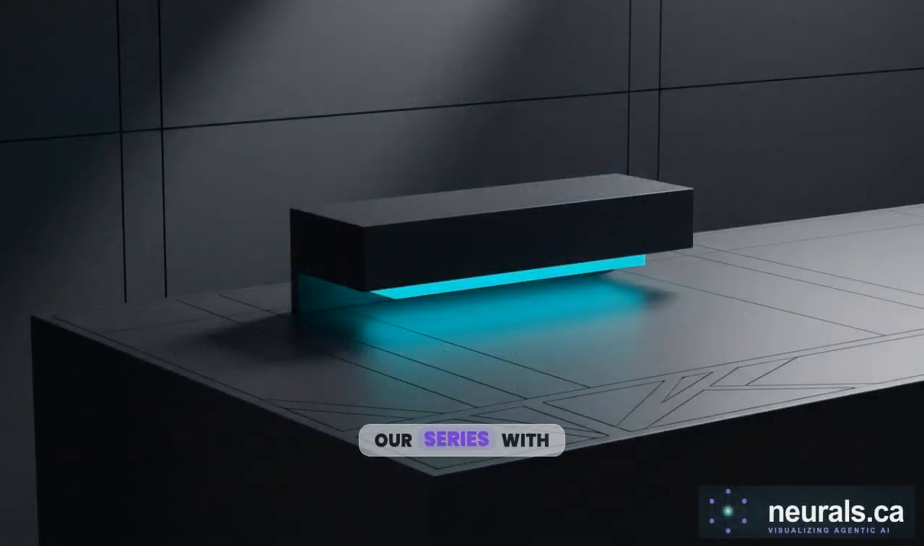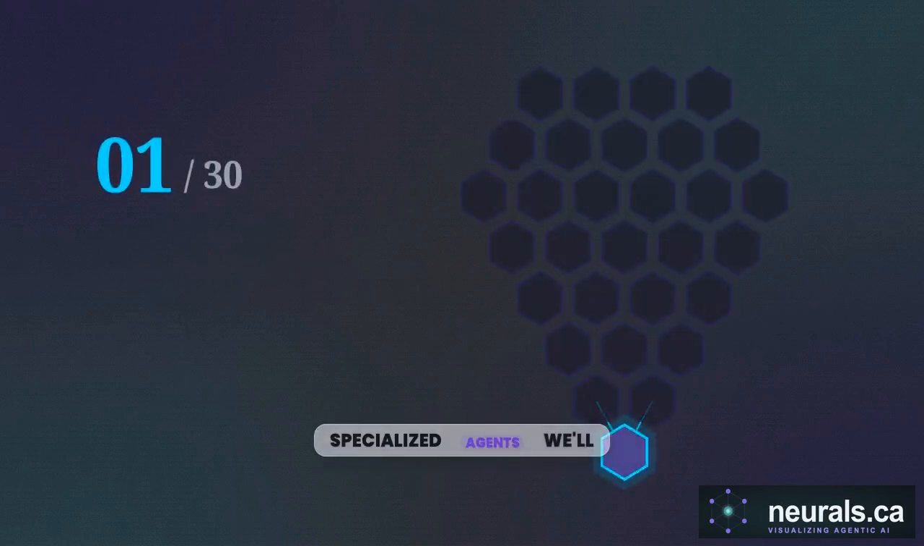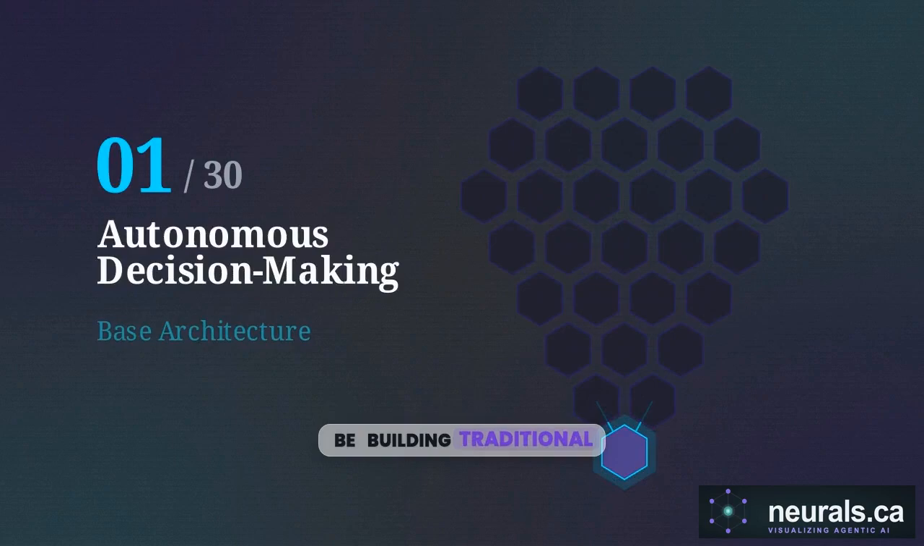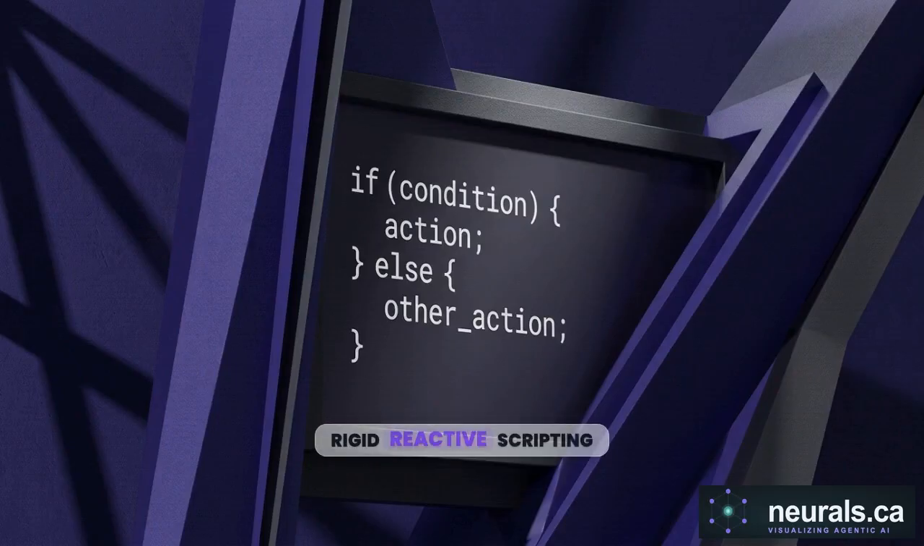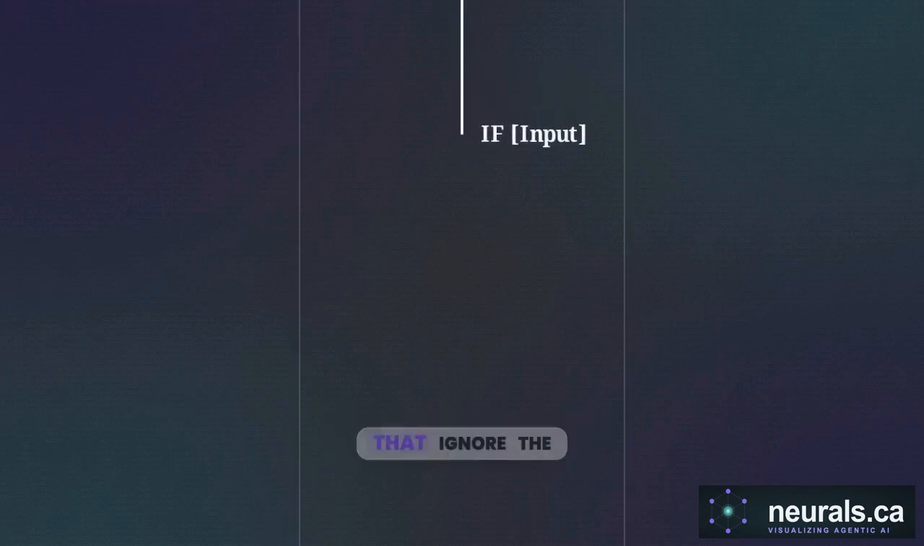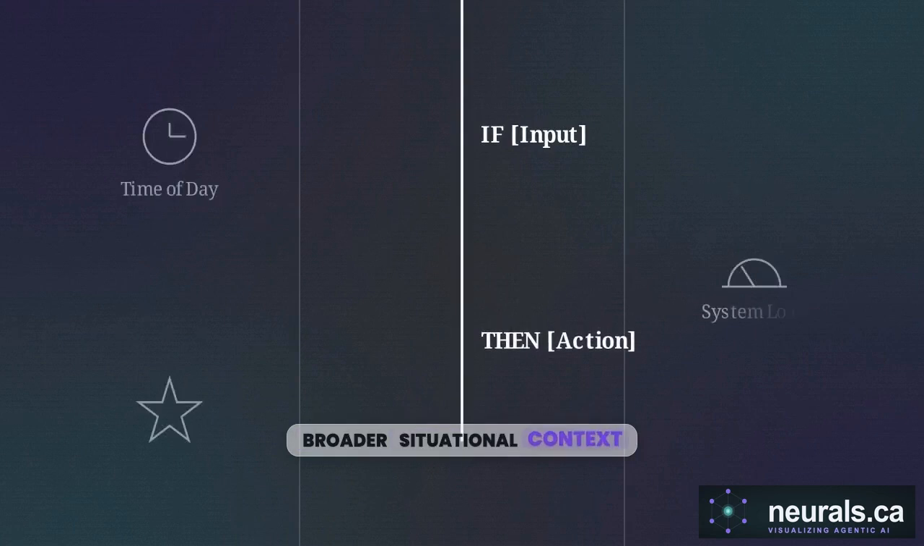We are beginning our series with agent number 1, the autonomous decision-making agent. This is the first of 30 specialized agents we'll be building. Traditional automation relies on rigid, reactive scripting. These systems follow fixed if-then flows that ignore the broader situational context.